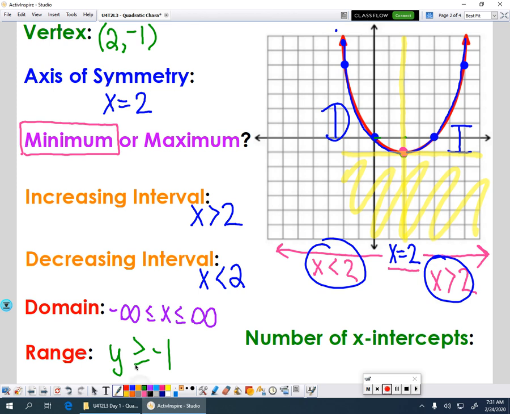And then finally, last but not least, if we talk about our number of x-intercepts, the x-intercepts are the places where we either cross or touch our x-axis. So in this case, we have 2 x-intercepts, and we would just write 2.